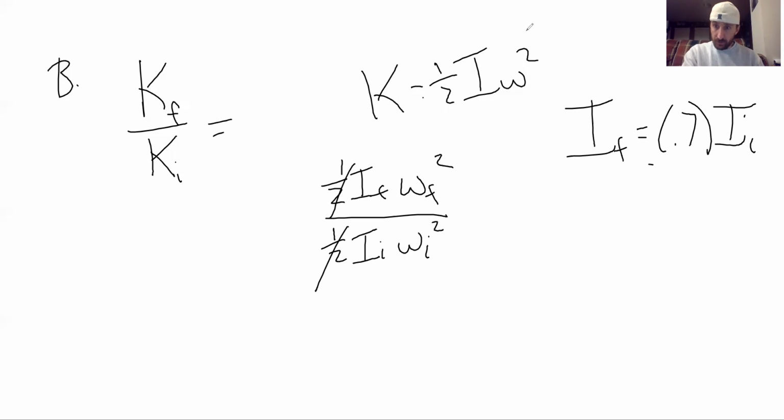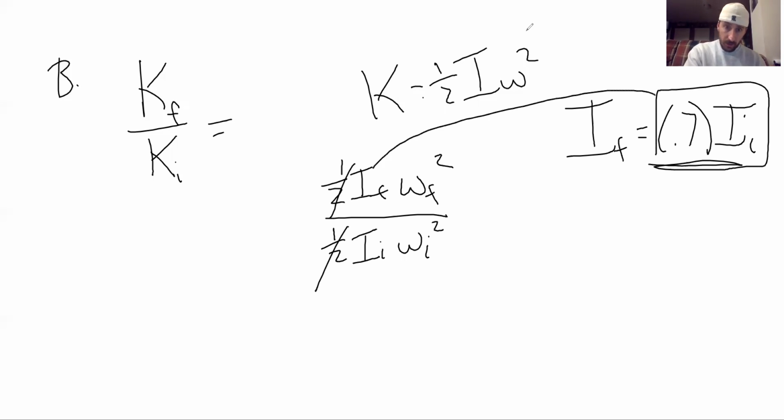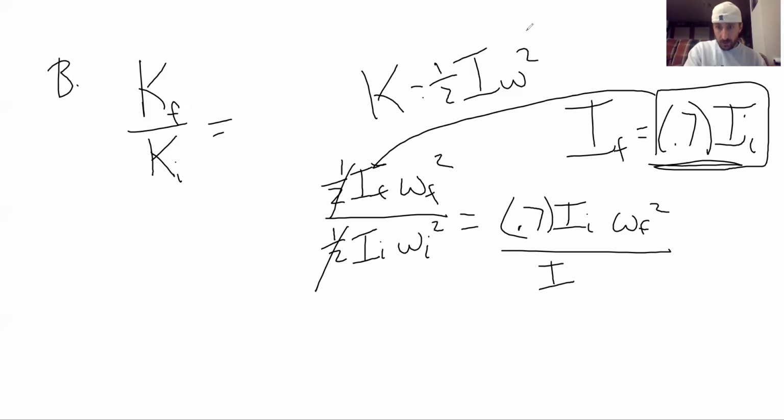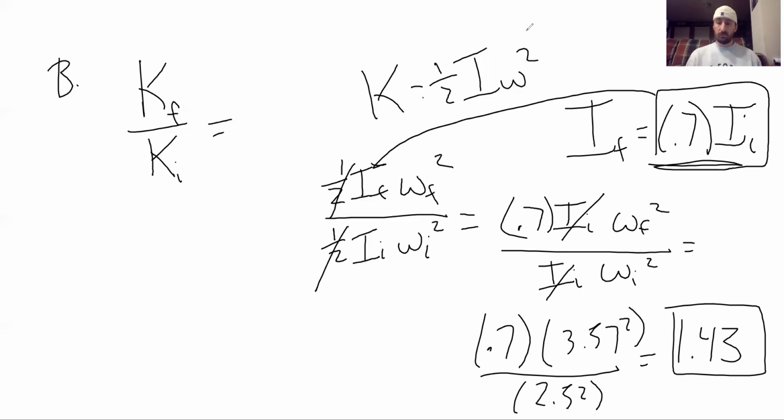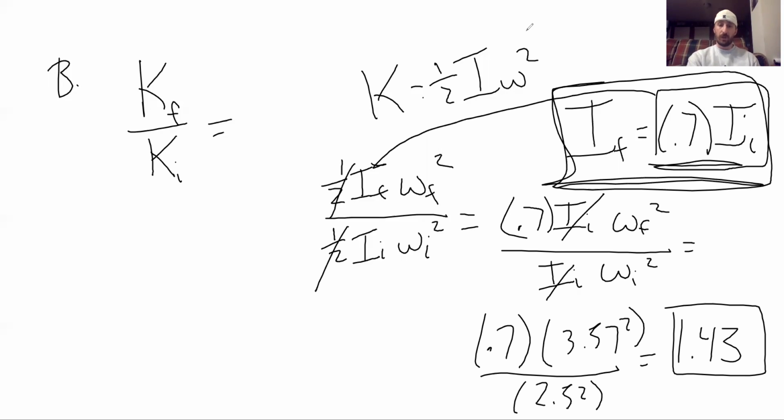Then what we got here is we're going to do the same thing. This is going to plug in here. So I get 0.7 I initial omega final squared over I initial omega initial squared. Out, I get 0.7 times final was 3.57 squared over initial, which was 2.5 squared. Doing the calculator, you get a ratio of 1.43. All right, so pretty straightforward, kind of the same thing. Again, the key was this right here, knowing that, and then knowing your basic kinetic energy equation. All right, let's keep going here.